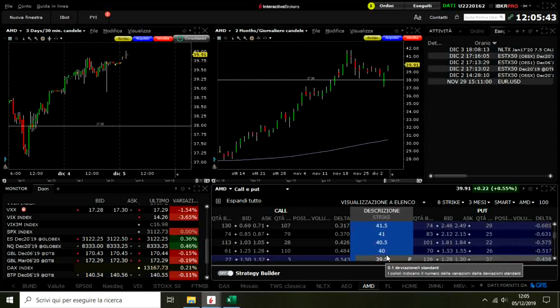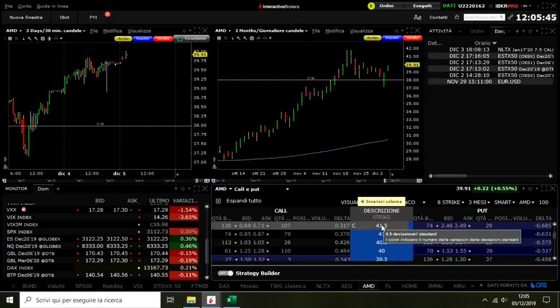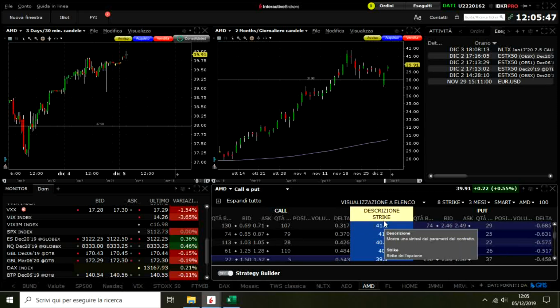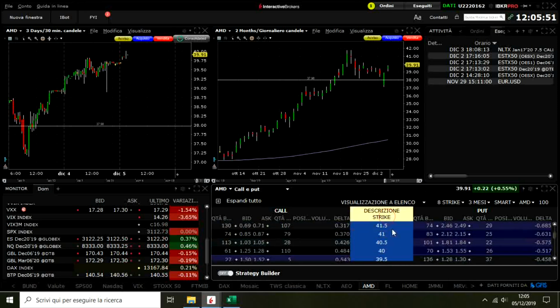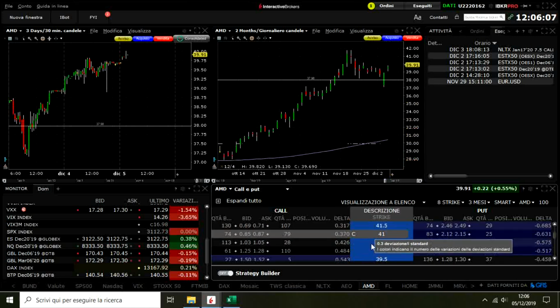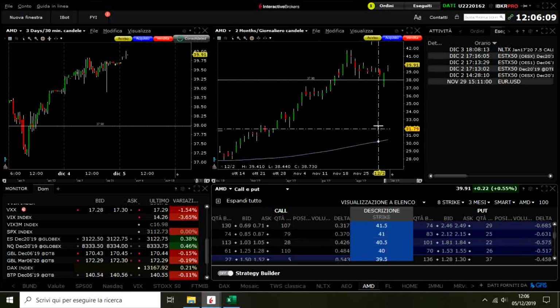Here we have the strikes sorted top to bottom. I prefer it this way. You can change the sorting by clicking on the header of the column. I prefer it top to bottom because it's more coherent with the chart. So if I am looking for a put with the lowest strike price, I have to scroll down the chain as I would do on the chart. This way is much more coherent with the chart.